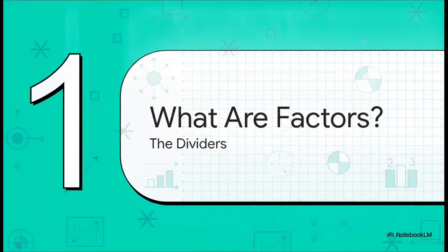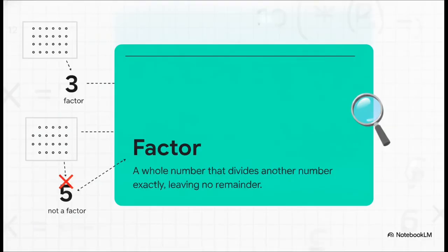What are factors? Also known as the dividers. So, what actually is a factor? Well, it's essentially a divisor. It's a whole number that chops up your target number perfectly, leaving absolutely nothing left over. For instance, the number 3 is a factor of 12. Why? Because 12 divided by 3 is exactly 4, with 0 remainder.